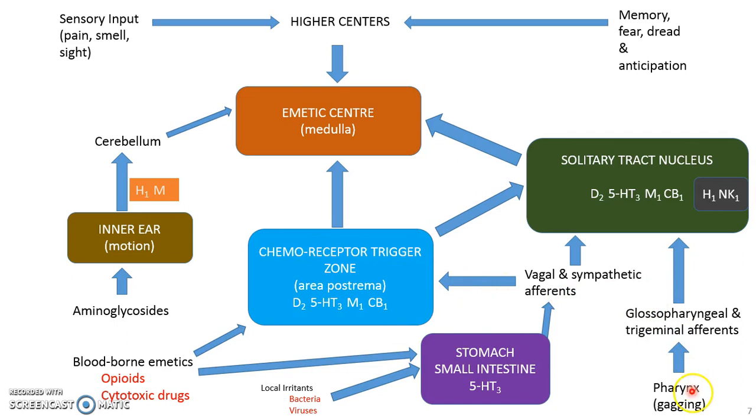And then we have the pharynx. So if you gag, for example, the impulses through the glossopharyngeal and also the trigeminal efferents transmit impulses to the solitary tract nucleus, and through the receptors in the solitary tract nucleus, the D2, the serotonin 3, the M1, CB1, and also the histamine 1 and neurokinin 1 receptors, impulses are transmitted to the emetic center and cause vomiting.